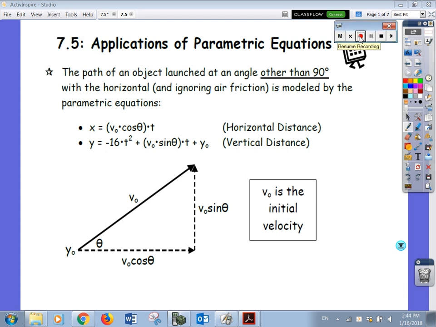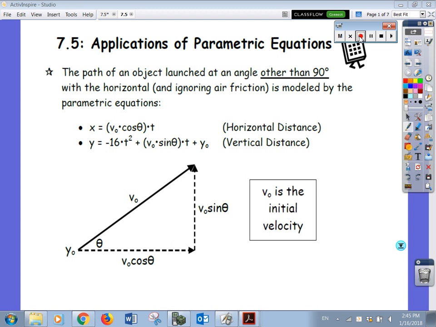Variables, what those mean. Anytime you see that little subscript 0 right there, that means initial. So in this case, the V sub 0, that's the initial velocity, how fast the object is going. The angle will always be given, the theta right there. And then the Y sub 0, that's the initial height. So, different examples of that.